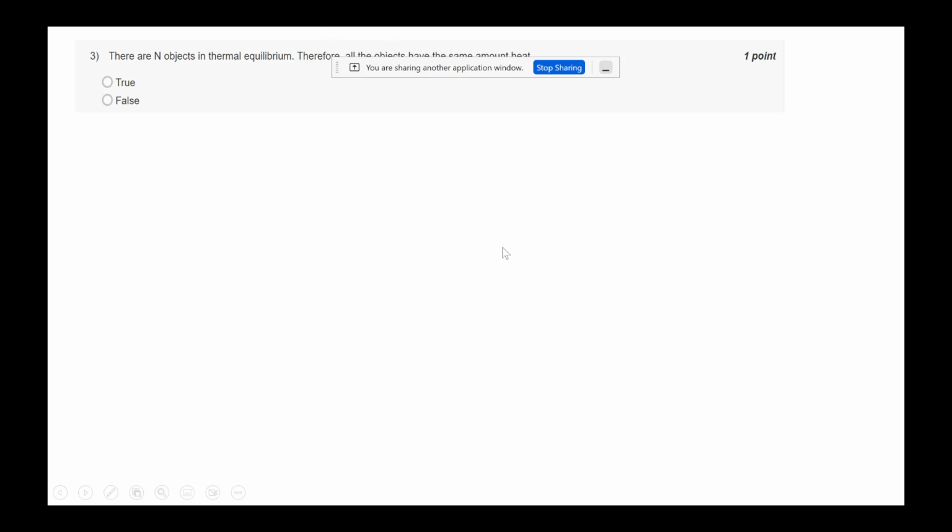So this question is: there are N objects in thermal equilibrium, right? N objects in thermal equilibrium. Therefore, do all the objects have the same amount of heat? That is the question, right? Do all objects have the same amount of heat or not?